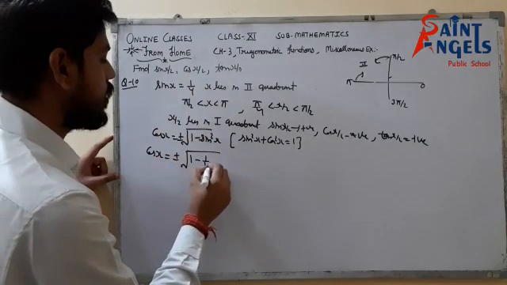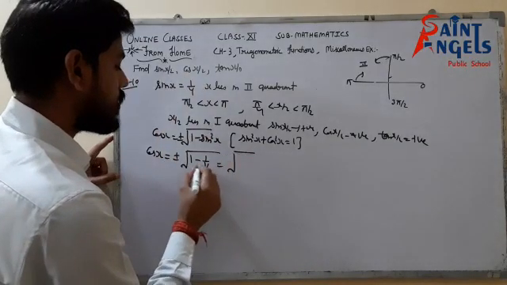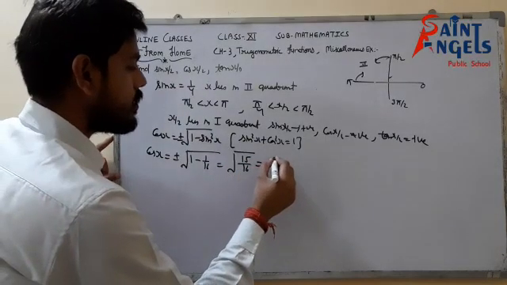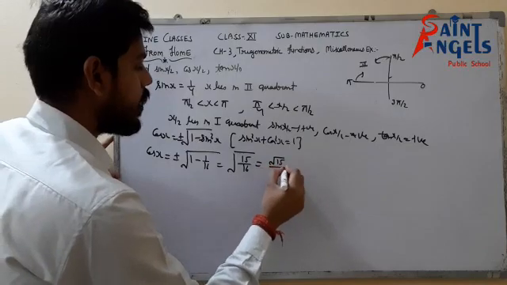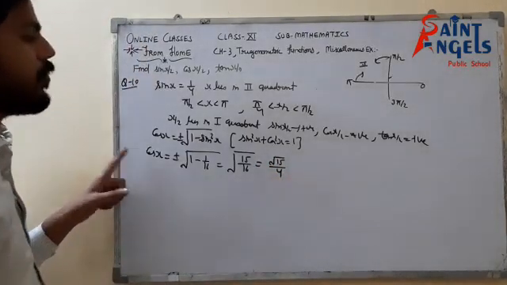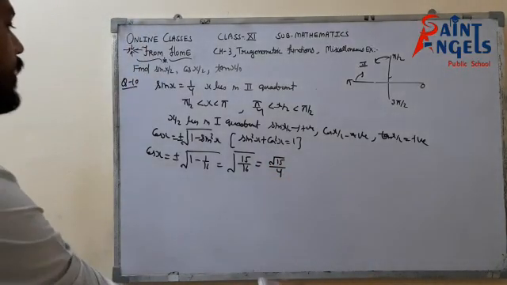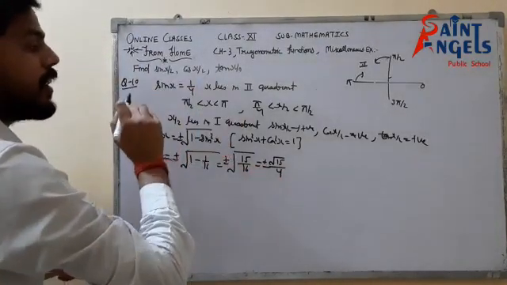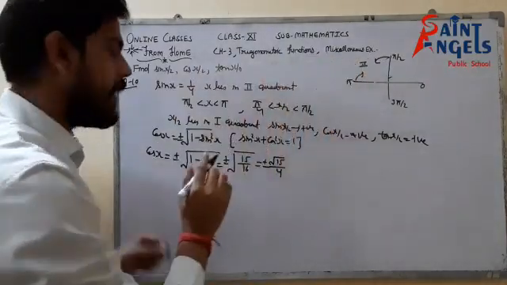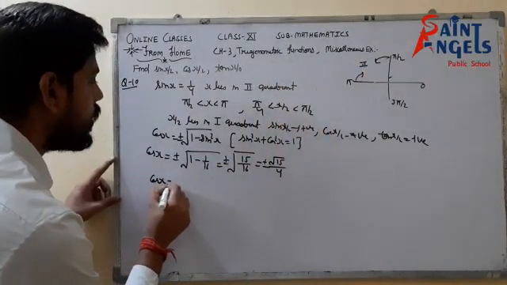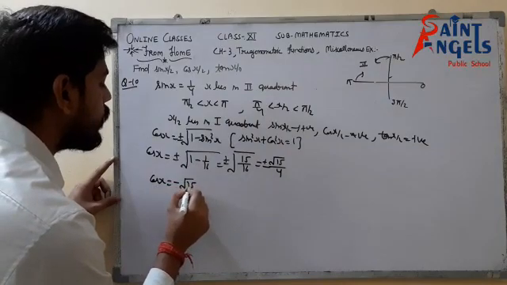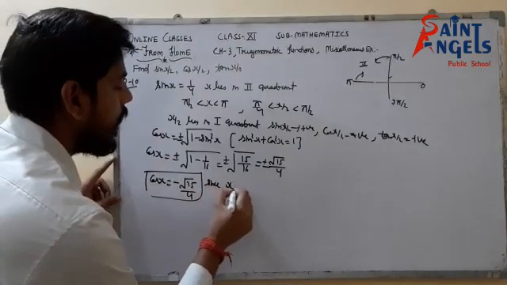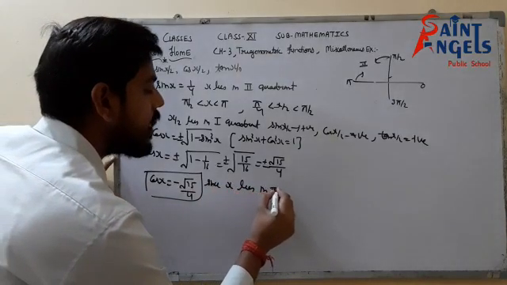So that is 1 minus 1 upon 16, that would be 16 minus 1, which is 15 upon under root 16, and that is under root 15 upon 4. That is the value of cos x. Because x lies in the second quadrant, and in the second quadrant cos is negative, hence cos x would be minus under root 15 by 4.